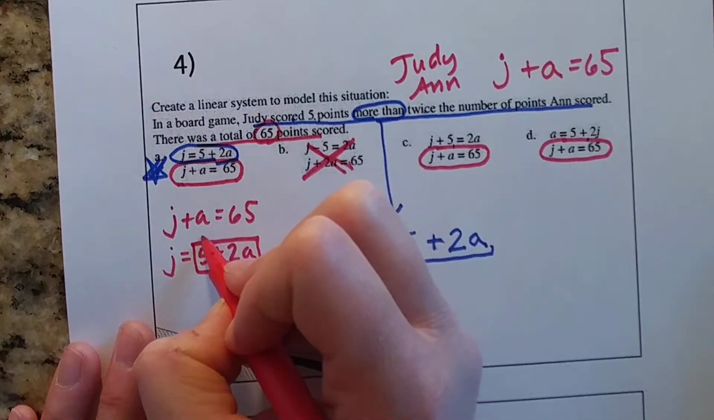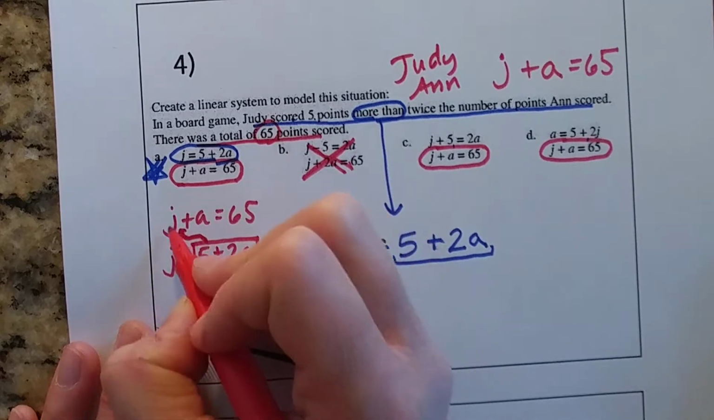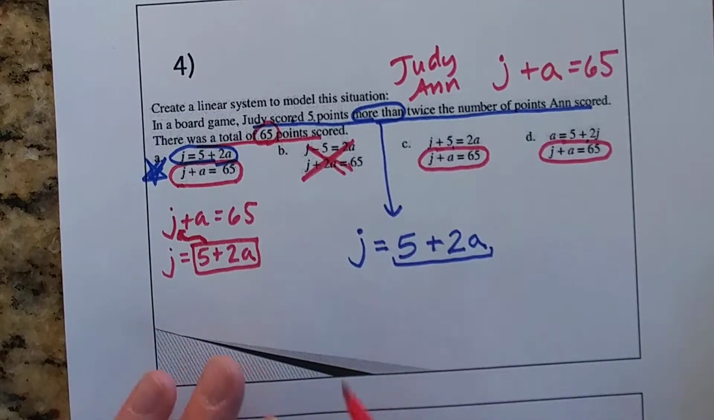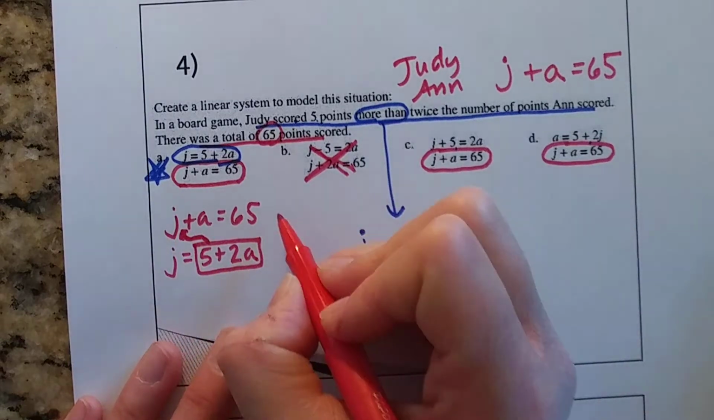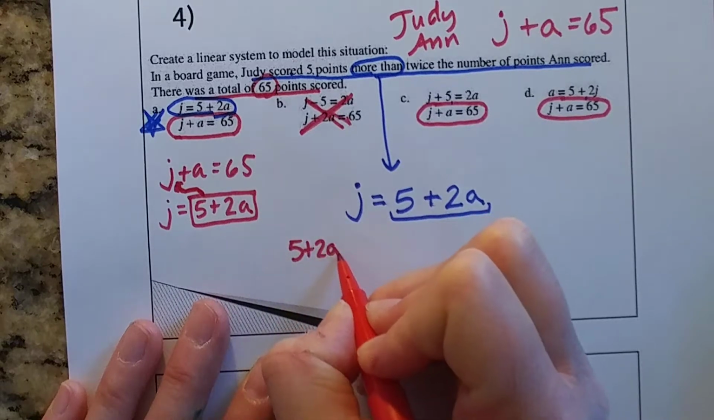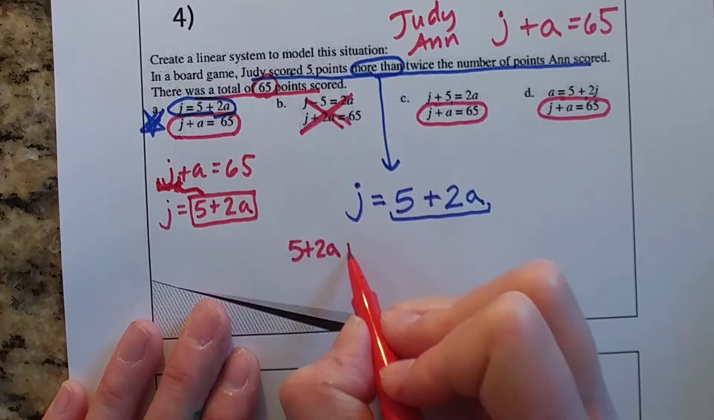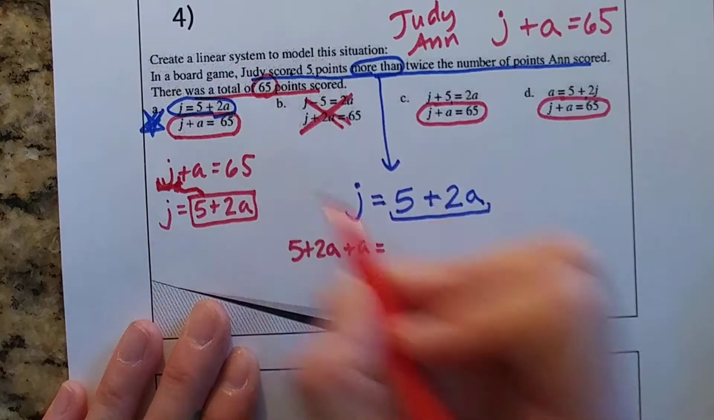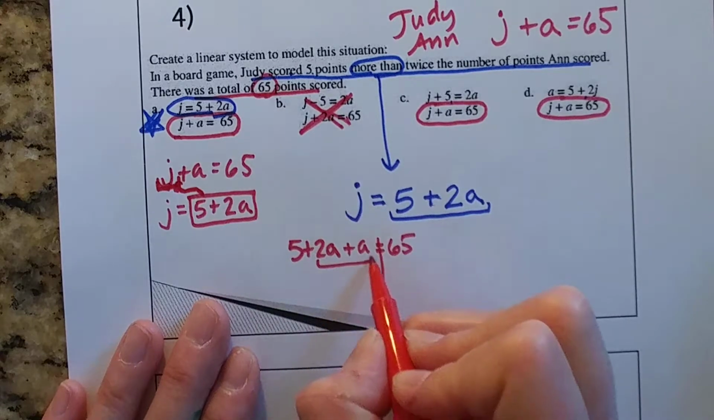Let's go into this equation up here, and we're going to plug 5 plus 2a right in here for j. So instead of writing j, I'm going to write 5 plus 2a. Okay, so I just replaced the j with that. Now I'm going to write plus a equals 65. Now let's solve for Anne's score.